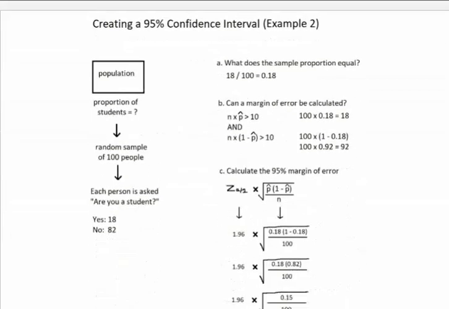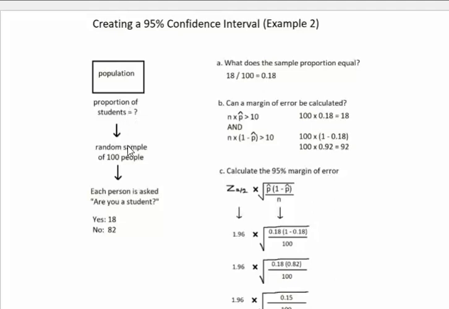Now let's create a confidence interval for a proportion. In this situation, there's a population, and we would like to know the proportion of this population that's students. Remember that a proportion is just a percentage written as a decimal. So if 45% of this population is student, then that would mean that the proportion is 0.45, right? But in this situation, we don't know what this proportion equals, and we're going to imagine that someone is doing a survey to try to get an idea of what this equals.